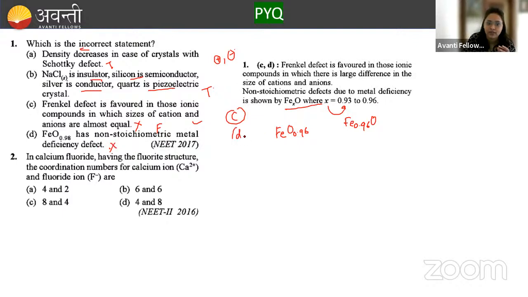So हमारे options A, C और D क्या हो गए? हमारा correct answer हो गए. ठीक है? C और D are the incorrect statements present here.